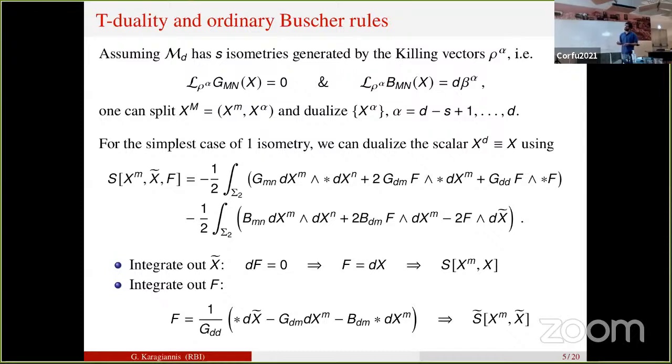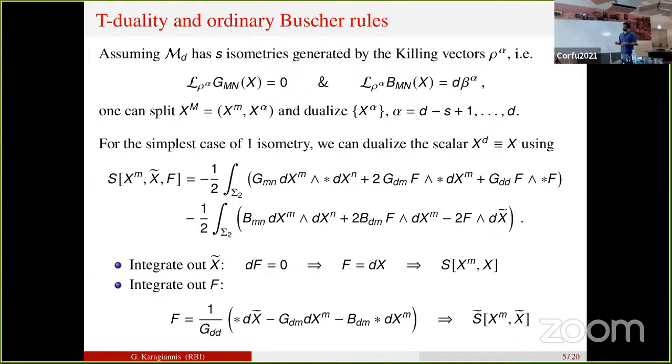And just to show a little bit one way in which one can perform the dualization, we can consider this parent action here. As you can see, this is an action that contains the spectator fields, X^m, as well as two auxiliary fields. So X tilde is a scalar and F is a one-form. And in terms of the spectator fields, this is exactly the same action as the sigma model I showed earlier, but it has some terms here that contain F and X tilde. Basically, F and X tilde are auxiliary fields that can be integrated out. And upon integrating them out, one obtains the two dual second-order theories containing X, which is the original scalar, and X tilde, which is its dual.